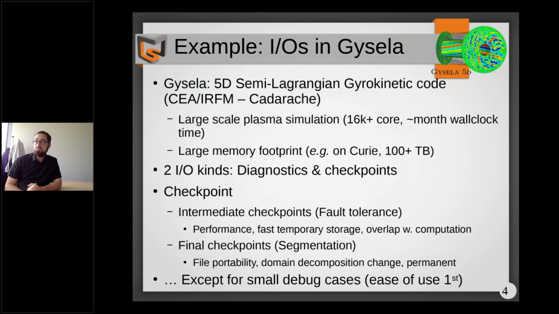If you look at debug cases, when you just run small debug cases for development purpose, then the requirements are yet again different. And you want, in this case, to have something that is easy to manipulate. This is the most important. So what we see is that even in a single code, we have really different requirements for different parts of the code, which means maybe the library that is the best suited is not the same for each part of the code.